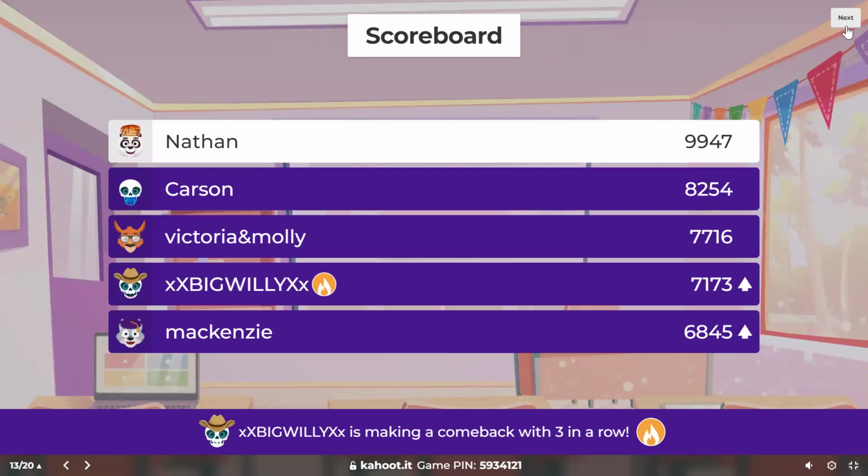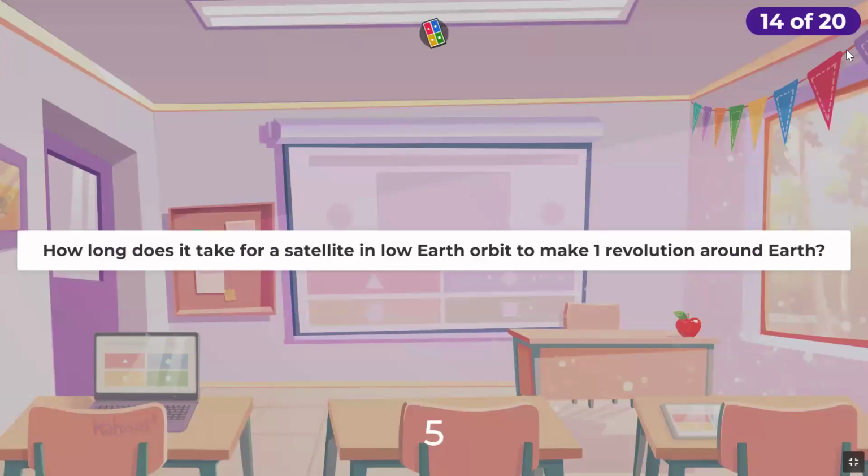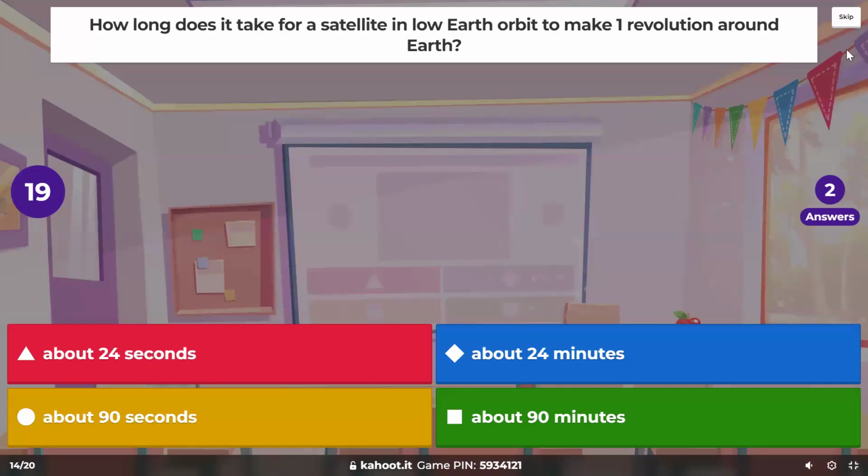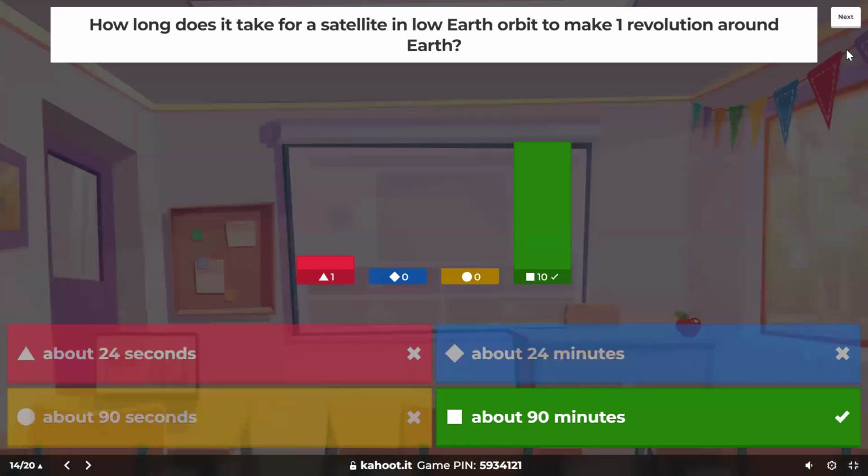Got Mackenzie, Big Willie, Victoria, Molly, Carson, Nathan. How long does it take a satellite in low Earth orbit to make 1 revolution around the Earth? Oh my goodness. About 90 minutes. 90 minutes. There you go. Takes about 90 minutes. Okay.